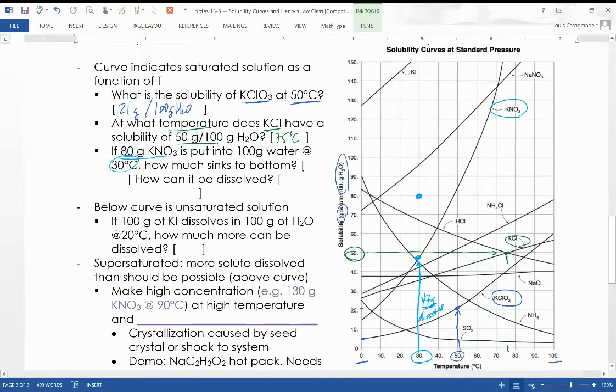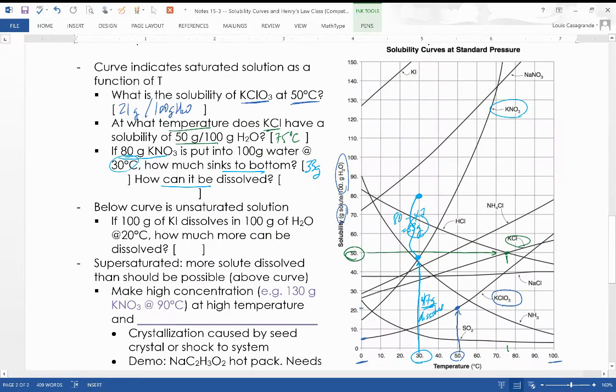So I have 47 grams dissolved. That means that the difference, 80 minus 47, or now 33 grams, stays undissolved, and that's how much sinks to the bottom. Okay, so about 33 grams of it sinks to the bottom. Can't dissolve at 30 degrees C, but it can be dissolved, if you notice, by taking that temperature.